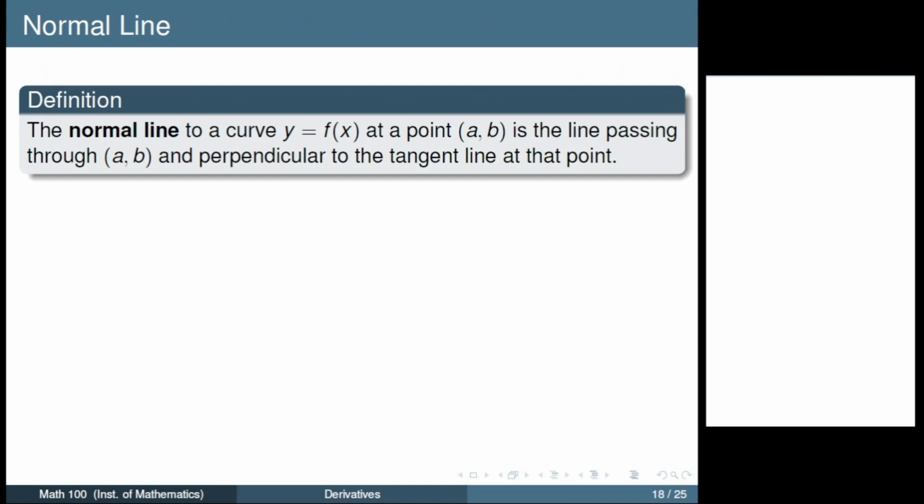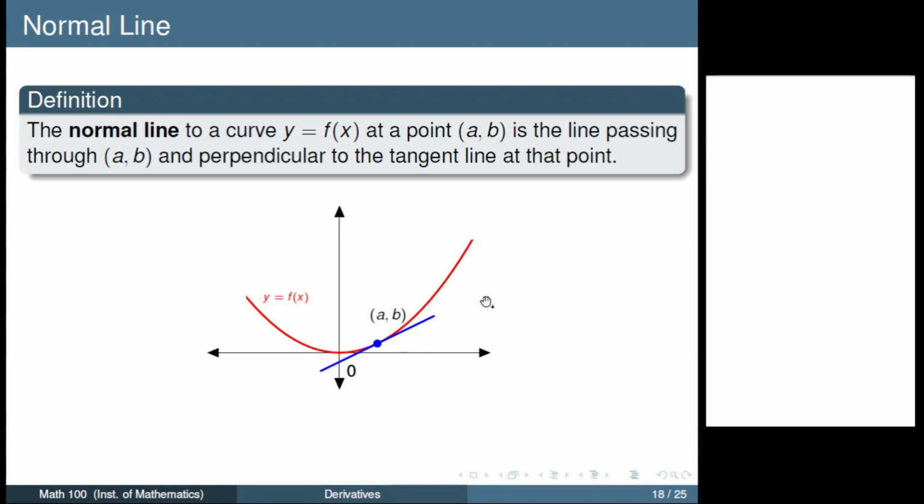So now we introduce a new line, which is related to our tangent line. We have here the normal line. So the normal line to a curve at a point is the line passing through that point and perpendicular to the tangent line at that point. Let's say for example, again, itong curve na to, ito ang tangent line at the point (a, b). Ang normal line natin will just be this perpendicular line to that tangent line passing through the point (a, b).